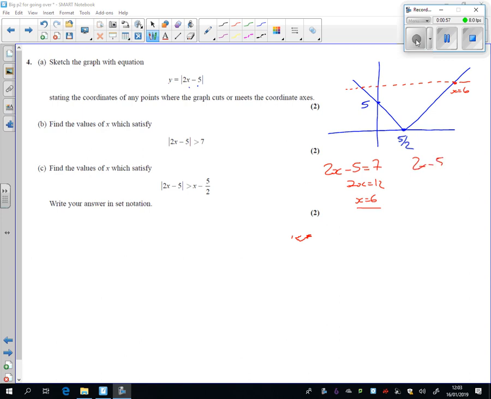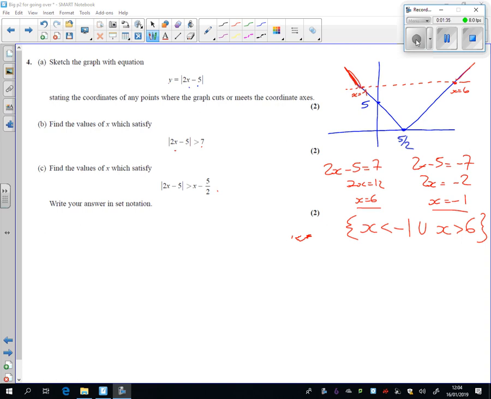And if 2x minus 5, when the modulus does its work, is equal to minus 7, and so if I add the 5 to that, that gives me x is minus 1. This point here must be when x is minus 1. We want this thing to be bigger than 7, so we want this bit down here. So we want when x is less than minus 1, and this bit up here when x is greater than 6. I think I'll stick a little union symbol between them to show off that I can do my set notation as well. So that's that part there.